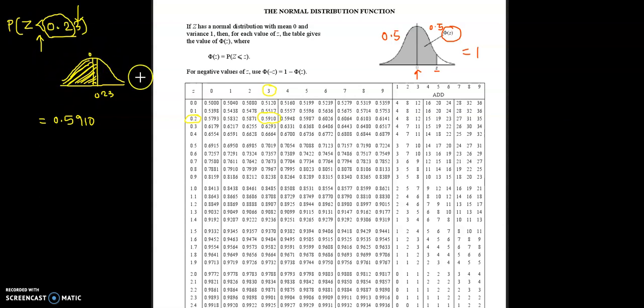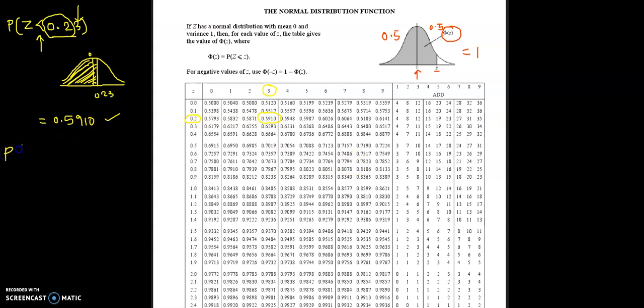So from this entire curve, which is 1 as the full area, my area till the point 0.23 is 0.5910. I told you till 0 it is 0.5. So definitely you're going to get the value from 0 to here as something like 0.0 something, so it has to be more than 0.5. In this table, you're going to get all the values more than 0.5. So the value here is 0.0910.